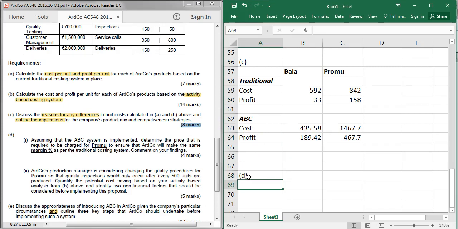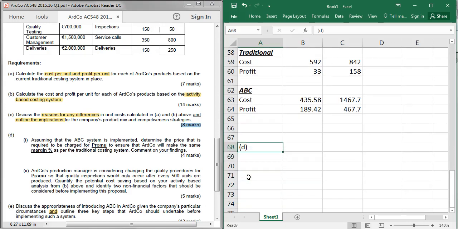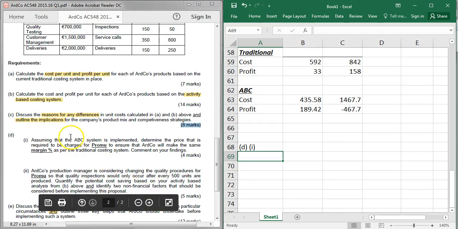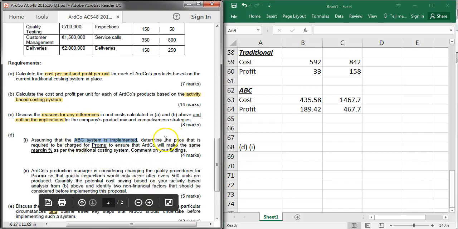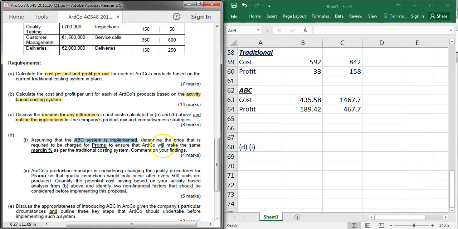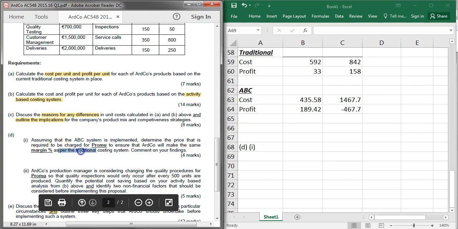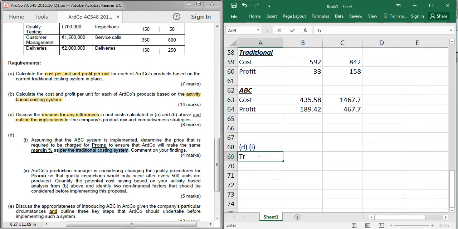We'll move on into the calculations part D, and we'll look at part 1. So this is kind of more applied style questions you'll get every so often, of using your knowledge of ABC to come up with little answers to little specific questions you might have. So, assuming the ABC system is implemented, determine the price that is required to be charged for promo only to ensure that ArdCo will make the same margin as per the traditional system. Alright, so let's look at first and then comment.